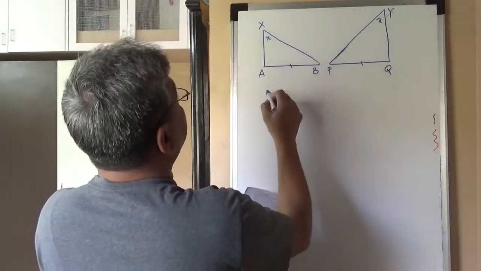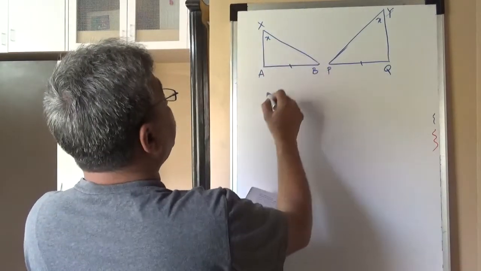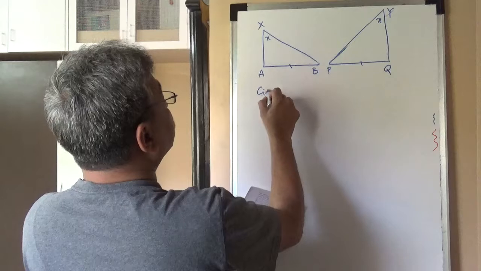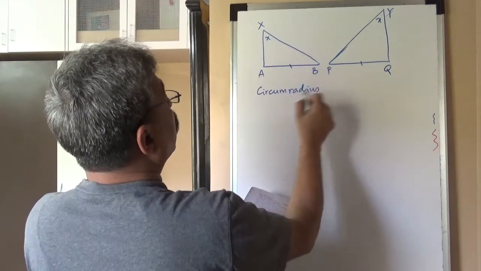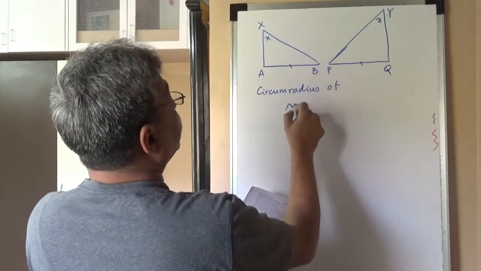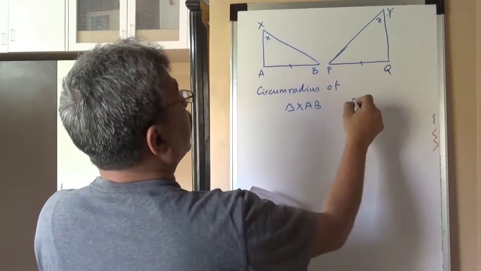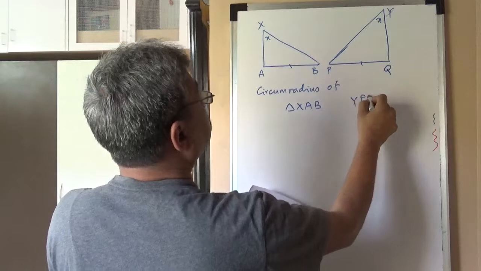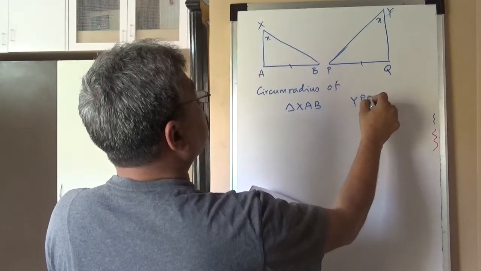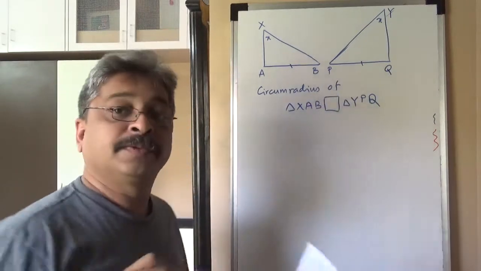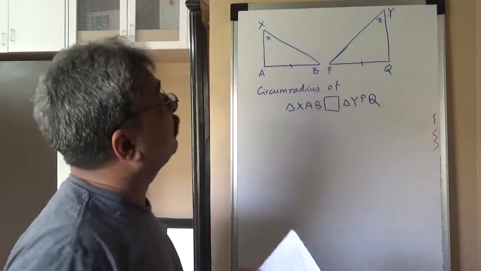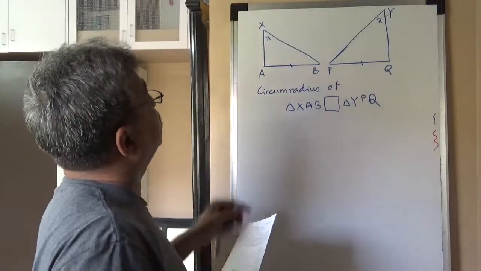of triangle XAB and the circumradius of triangle YPQ? What can we say about it? That is a good question. You can think about it and answer.